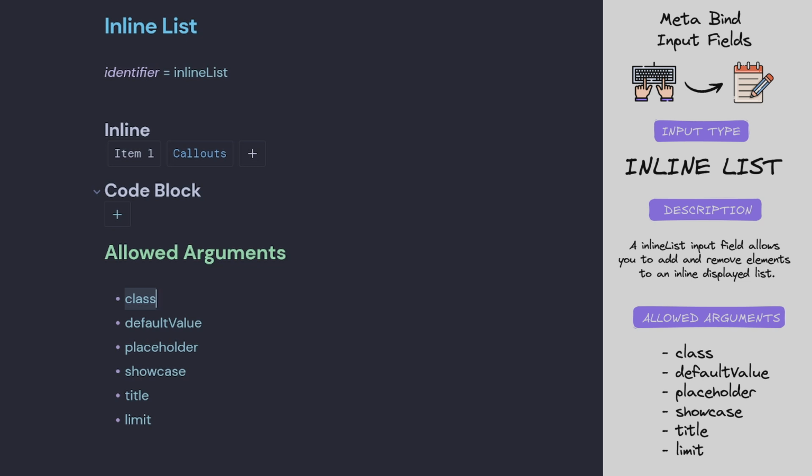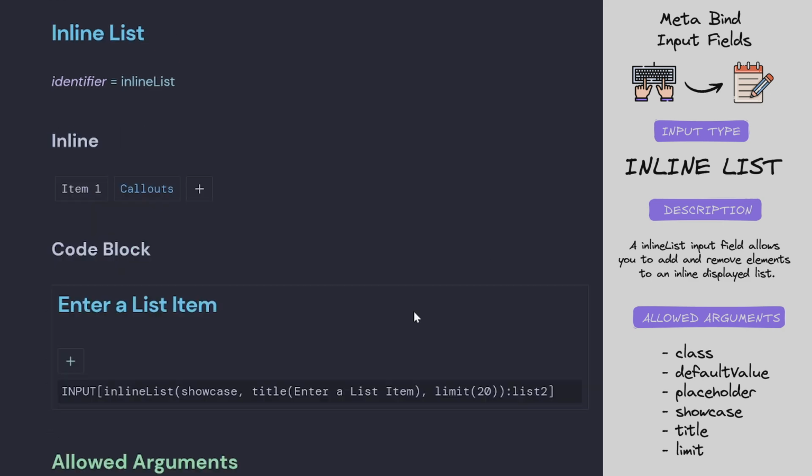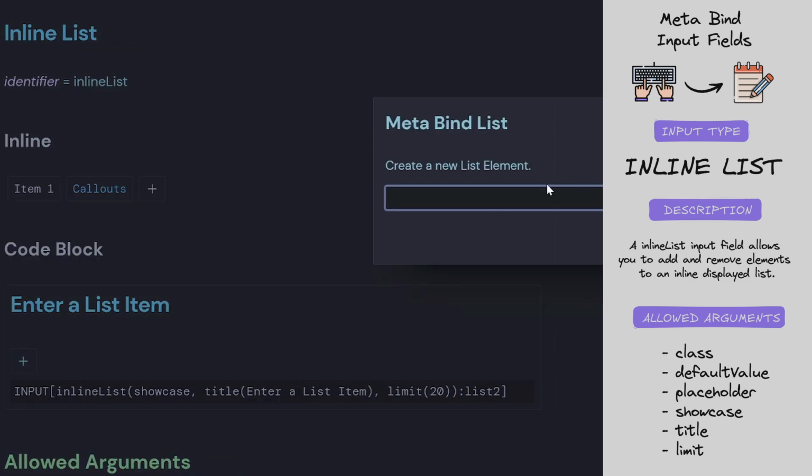So if we jump back in, we can put our parentheses, put our showcase first, then our title. We might give it a title of enter a list item, then a comma followed by a limit, and we only want to allow 20 characters. So if we preview that, we can see that we can now only enter 20 characters. We have enter a list item heading 3.